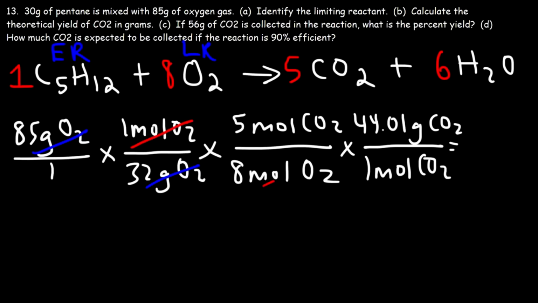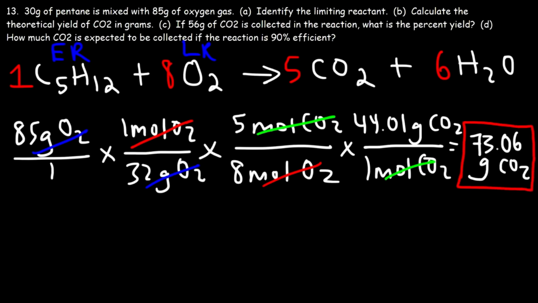So the unit moles of O2 cancels, and the unit moles of CO2 will cancel as well. So it's going to be 85 divided by 32 times 5 divided by 8 times 44.01. And so I got 73.06 grams of carbon dioxide. So what this means is that if all of the 85 grams of O2 reacts, the maximum amount of CO2 that can be produced is 73.06 grams.